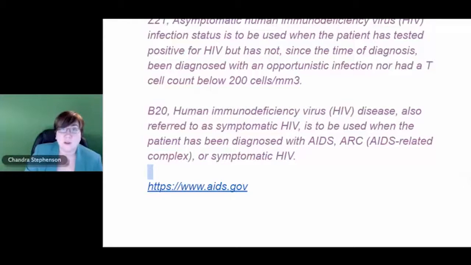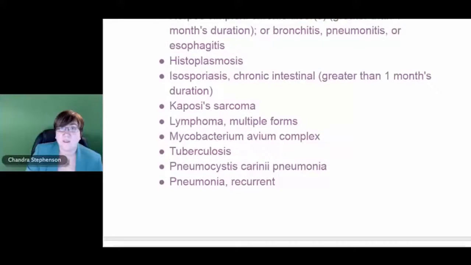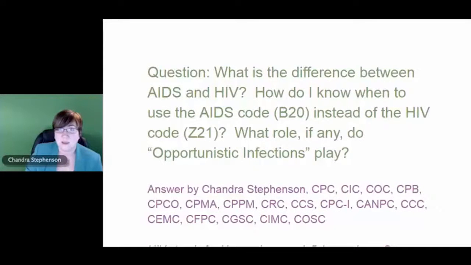So just to recap, the difference between AIDS and HIV. HIV is the virus that leads to AIDS. They are coded separately. If the patient just has the virus and is not yet declined to the point that they have a low CD4 or T cell count below 200, they just have HIV. They just have the virus. If the virus replicates to the point they have that low T cell count or they develop an opportunistic infection, they have full-blown AIDS or symptomatic HIV, which is coded using B20. And that's where those opportunistic infections come in. That supports that diagnosis of symptomatic HIV.